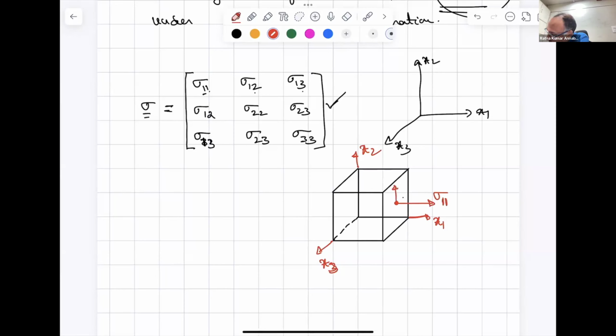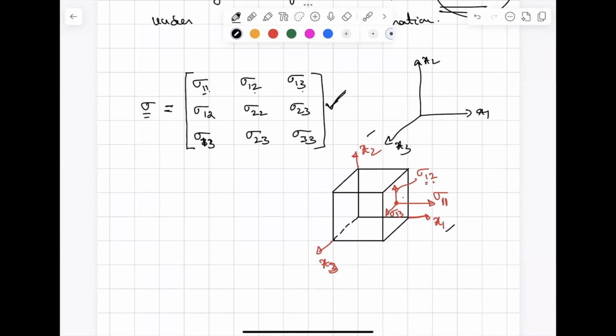This is the shear component. Then this is sigma 12. 1 is the normal, 2 is the direction in which it acts. And this is sigma 13. Right? So that means whenever I am writing these components of my tensor, I would have defined my x1, x2, x3 coordinate system. Is that clear?